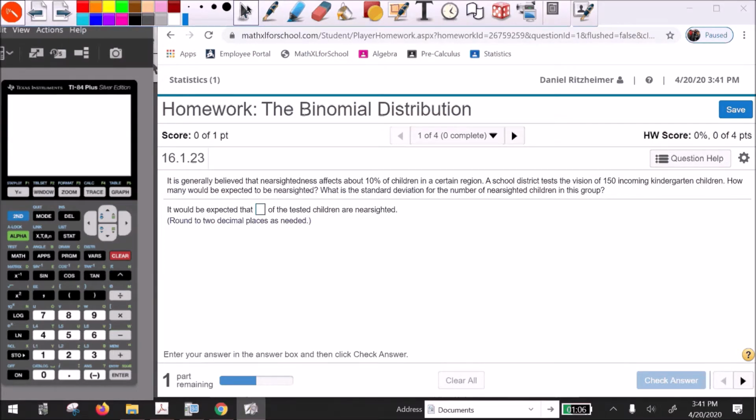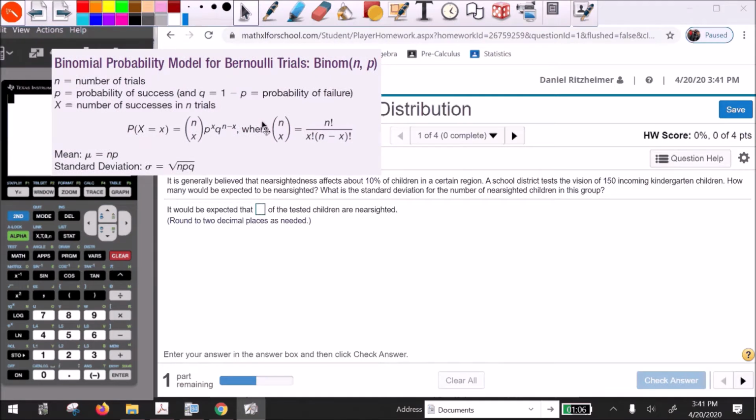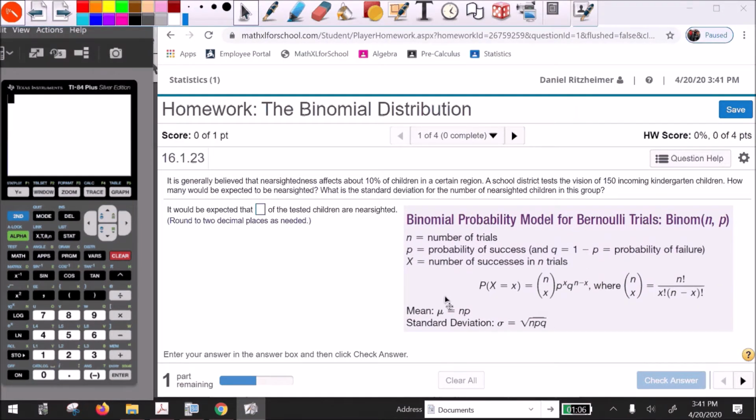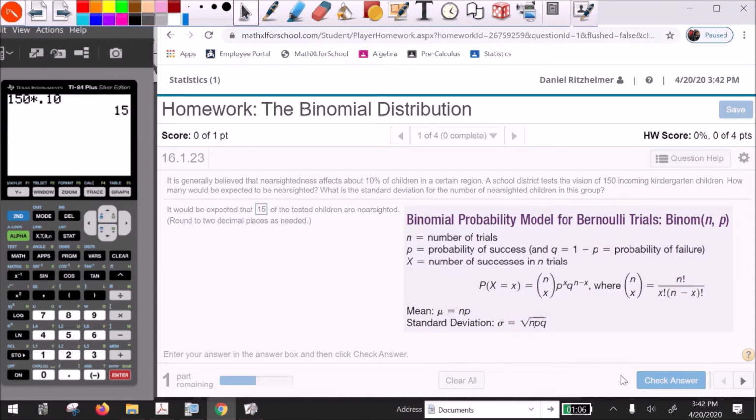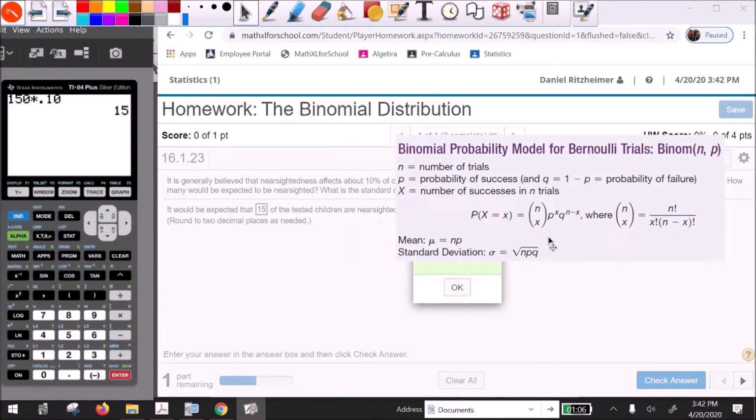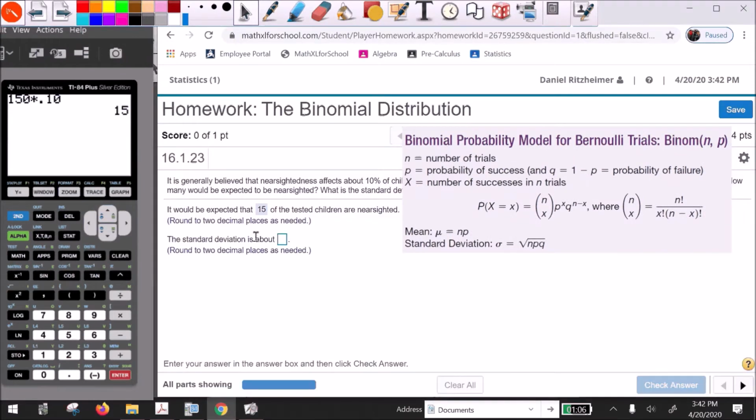And here is all the relevant information you need to know about binomial probability right here. The mean of a binomial distribution is just n times p. So we know that there's 150 children that were sampled, and the probability of them being nearsighted is 10%. So we're just doing 150 times 0.10. And then we know that we would expect in that group 15 of them to be nearsighted. Check answer. Nice work. So our next question is, what is the standard deviation?